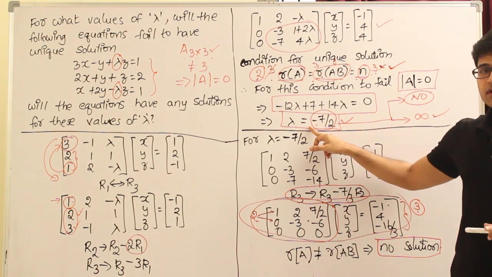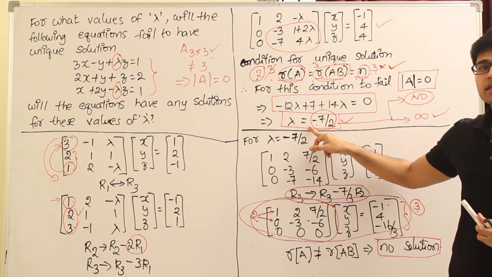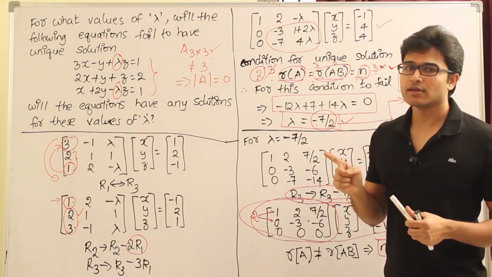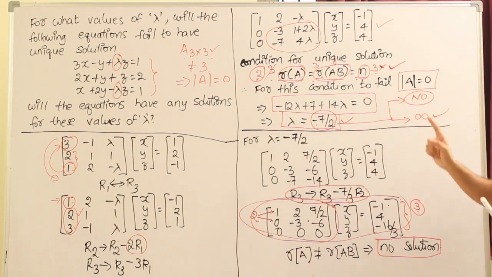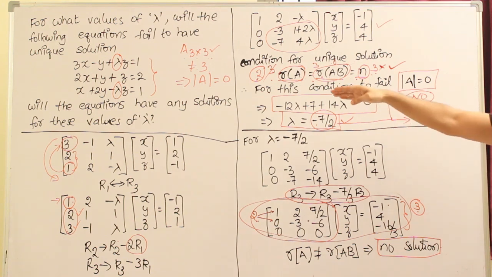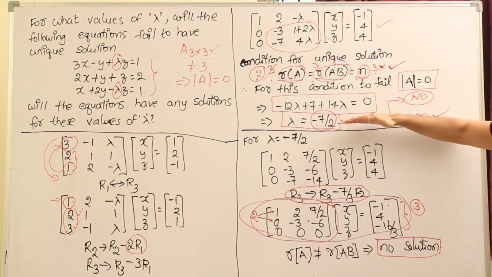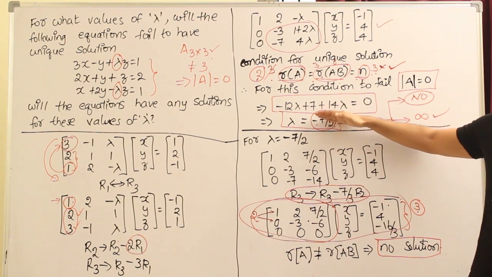But then, if it is not having a unique solution, it falls in one of two other cases. What are they? One is that it will have 0 solutions, which means no solution. The other is an infinite number of solutions. The next question is to analyze which one it is falling in. Therefore, I am going to substitute lambda equal to minus 7 by 2 and then analyze it.